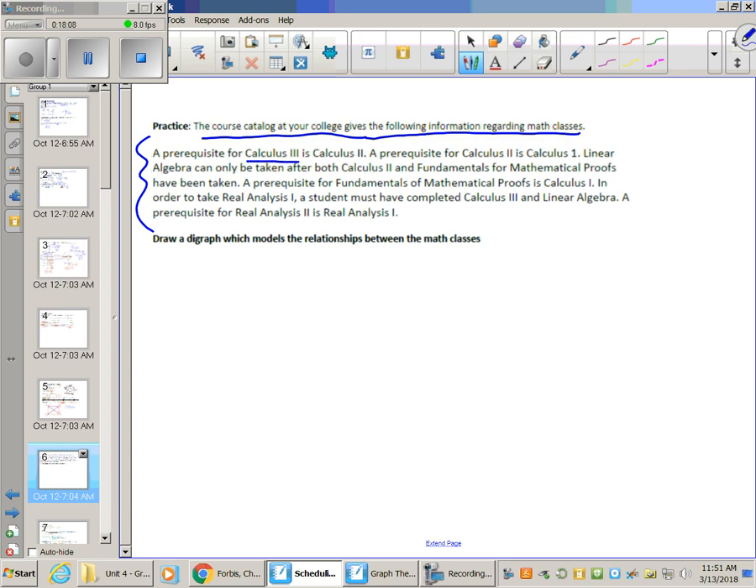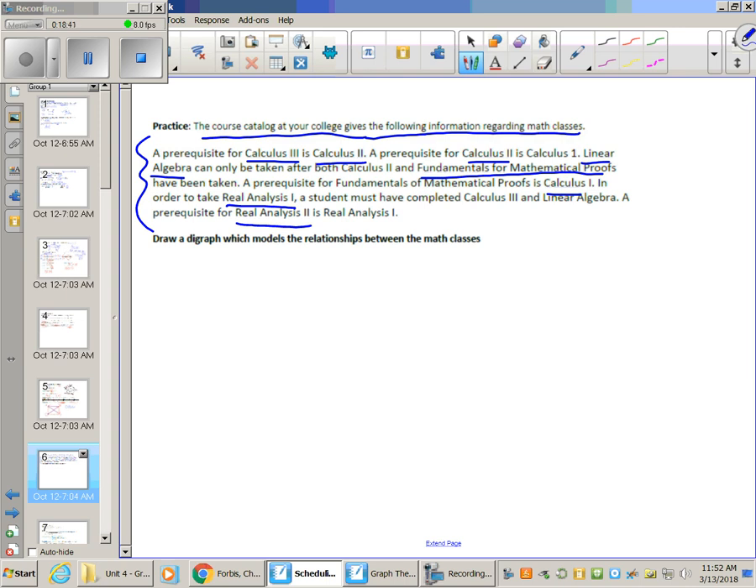So we've got Calc 3 as a course, Calc 2, Calc 1. Linear algebra can only be taken after both Calc 2 and fundamentals of mathematical proofs. The prerequisite for fundamentals of mathematical proofs is Calc 1. In order to take real analysis 1, a student must complete Calc 3 and linear algebra, and in order to take real analysis 2, you've got to do real analysis 1. It's a huge mess. Let's simplify this confusing paragraph down with a project diagram.